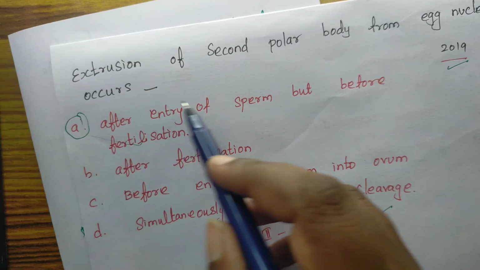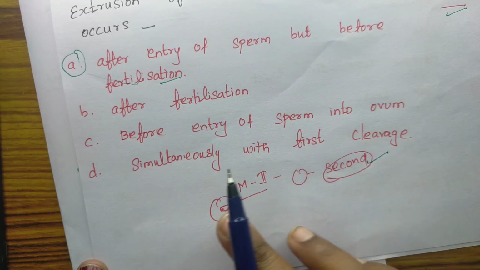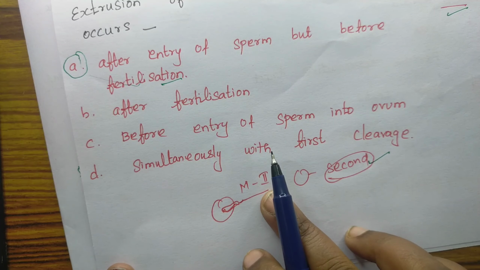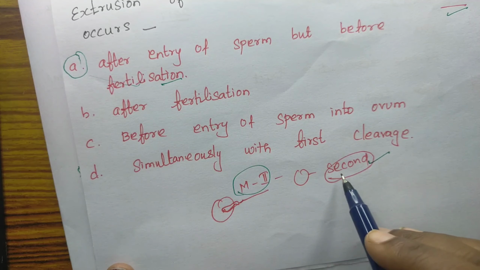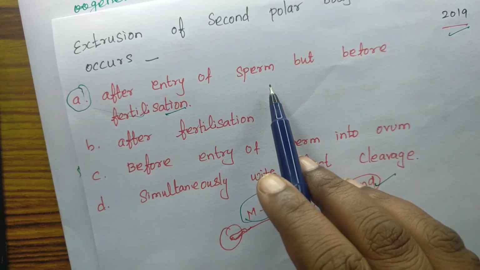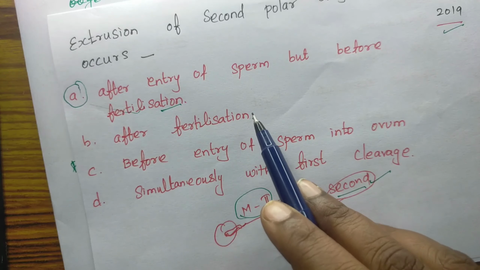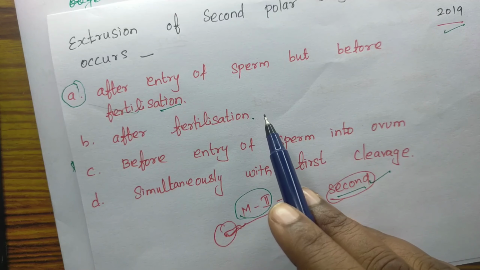It is after the entry of sperm, but before fertilization. As soon as the sperm enters inside the egg, the secondary oocyte will undergo meiosis 2 and produce second polar body. So the correct answer is after the entry of sperm, but before fertilization. It is not going to occur after fertilization, because fertilization is nothing but the fusion of two nuclei.